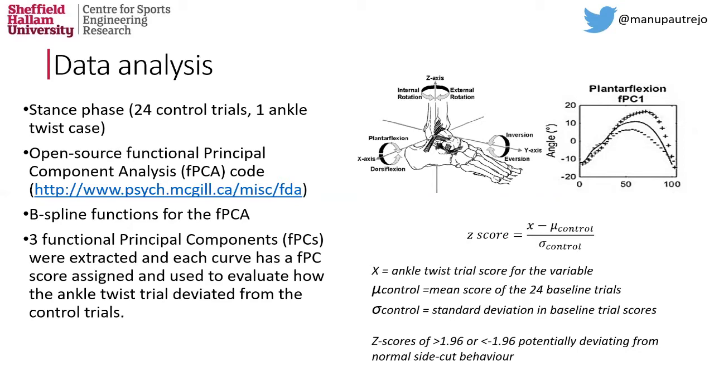Each curve was given an FPC score relative to each FPC and used to evaluate how the ankle twist deviated from the control trials. A score for the ankle twist trial was calculated relative to the mean and standard deviation of the control trials using the shown equation. Scores above 1.96 or below minus 1.96 were highlighted as potentially deviating from normal cut behavior, as suggested in previous athlete monitoring schemes.